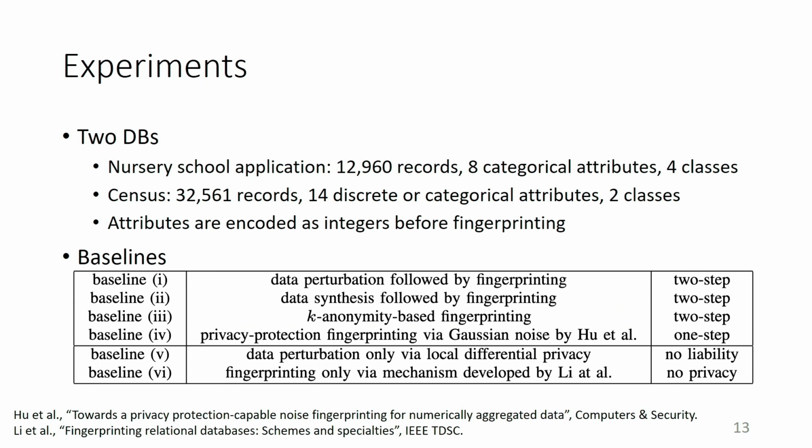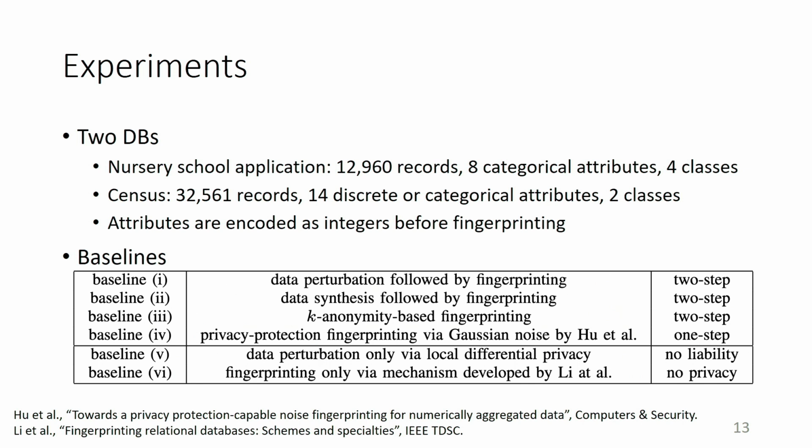So now we are ready to apply our proposed scheme on the sharing of real databases. And we consider two databases. One is a nursery school application, which has about 1,300 records. Each has 8 character attributes and can be classified into 4 categories or groups. And the second one is a census database, which has about 3,200 data records, and each has about 14 discrete or categorical attributes. They can be classified into 2 groups.